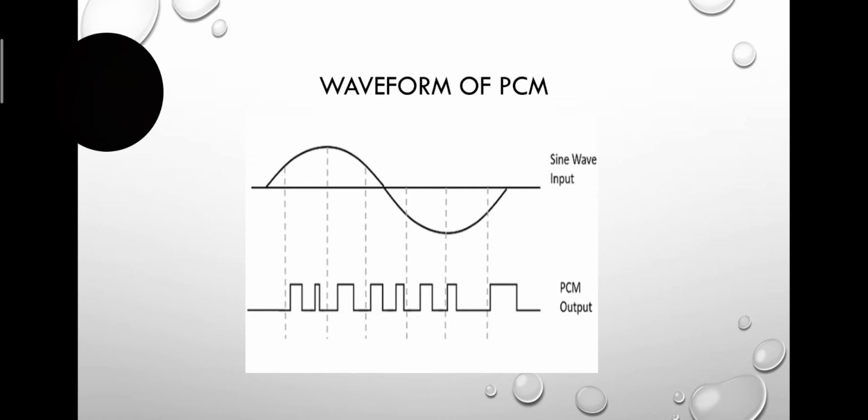In pulse code modulation, the message signal is represented by a sequence of coded pulses. This is achieved by representing the signal in discrete form in both time and amplitude.